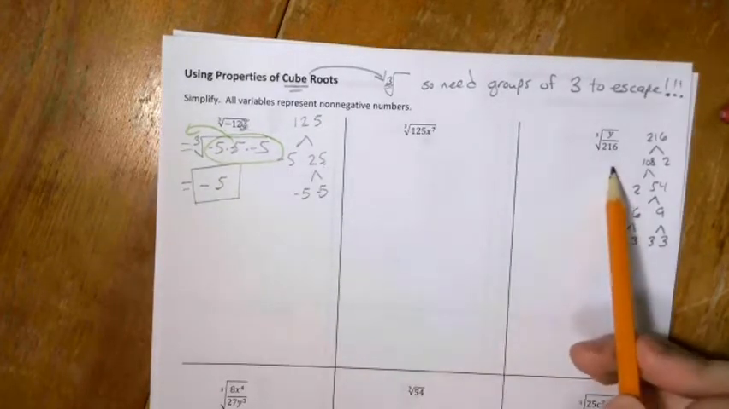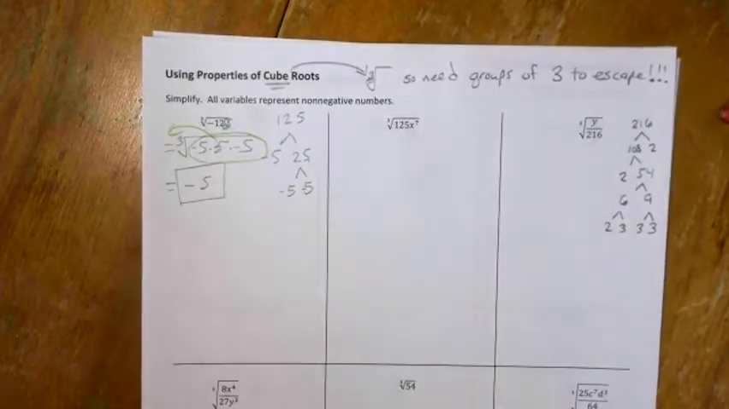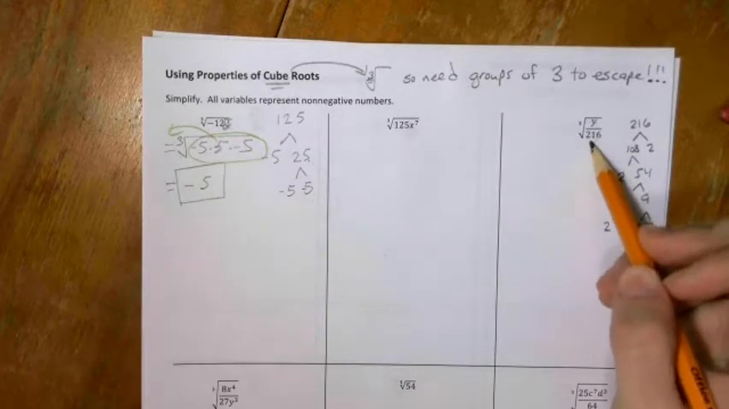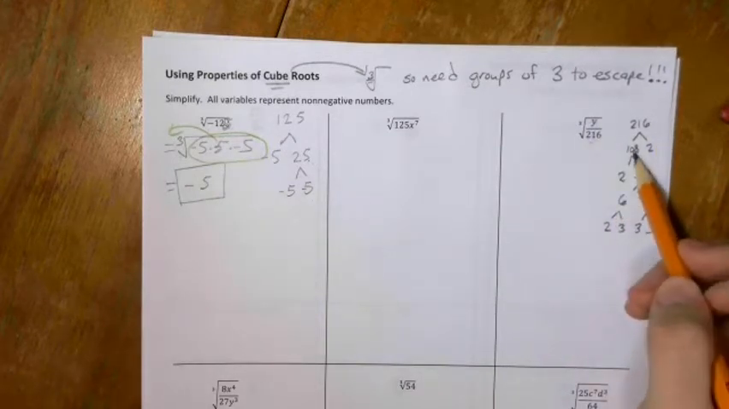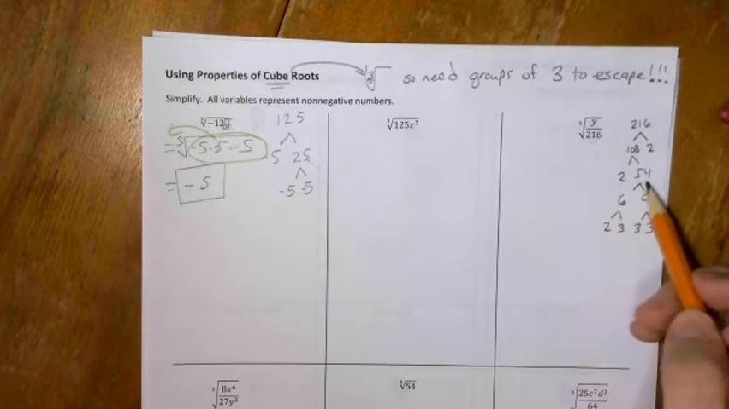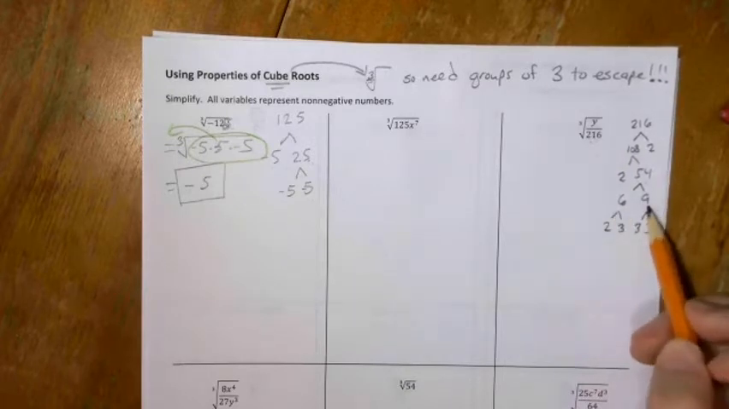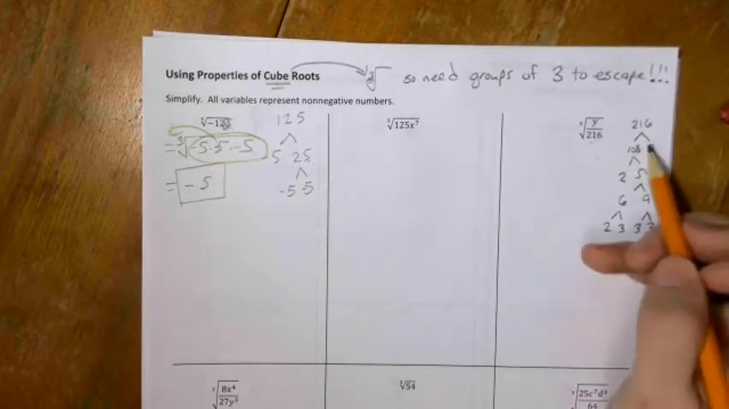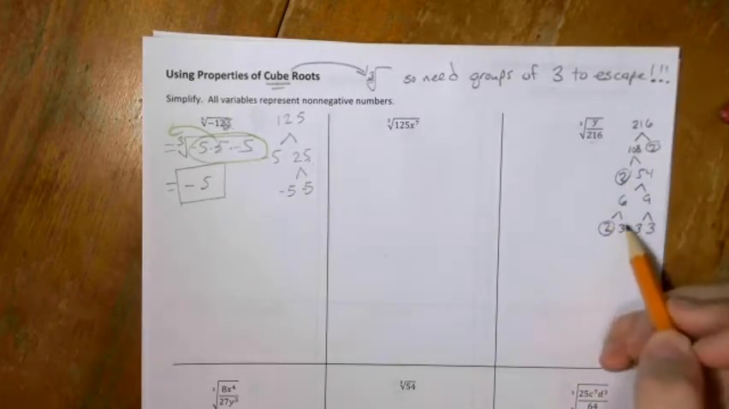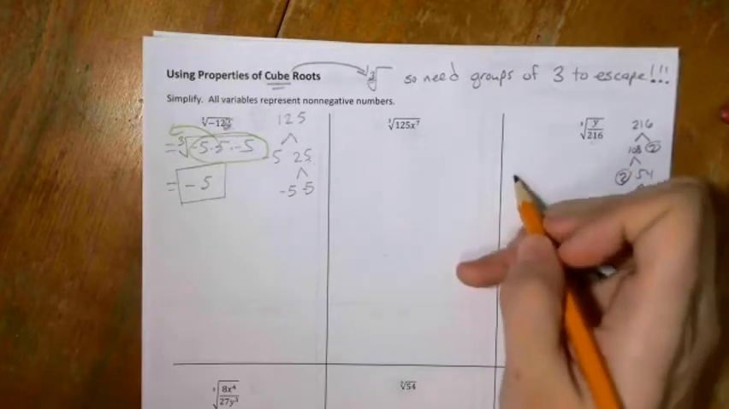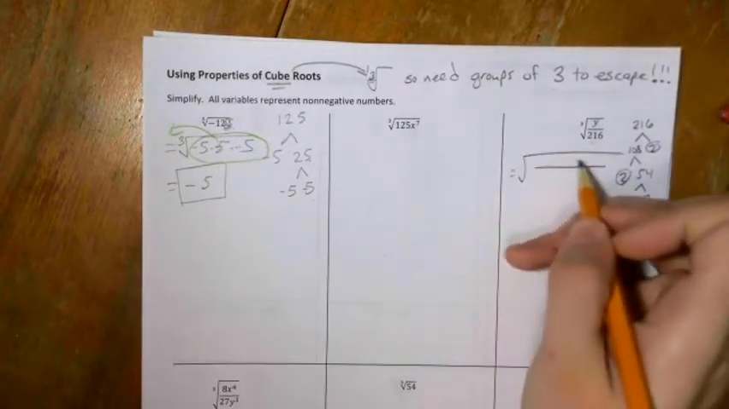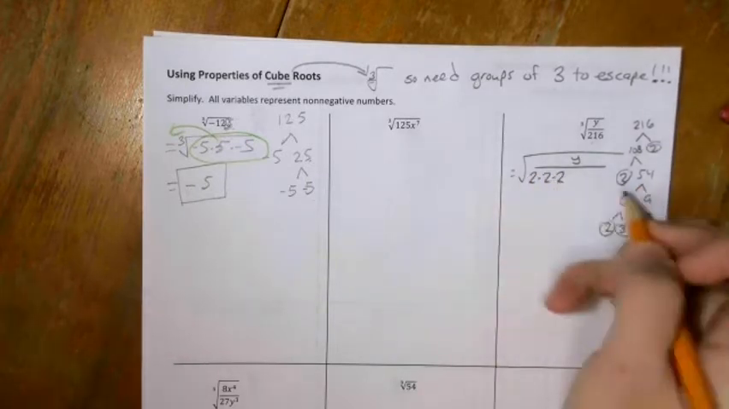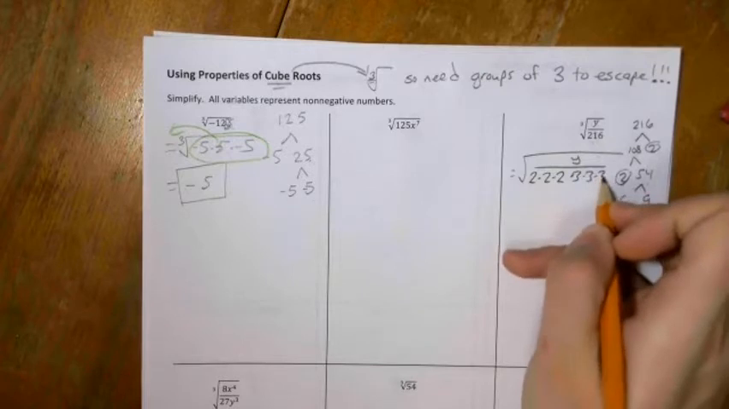Let's take a look at the far right. So this far right one is the cube root of y divided by 216. Well, 216 is really 2 times 108. 108 is really 2 times 54. 54 is 6 times 9, but neither of those is prime. 6 is really 2 times 3, and 9 is really 3 times 3. So when I write out my prime factorization, I am going to have the cube root of y divided by 2 times 2 times 2 times 3 times 3 times 3.